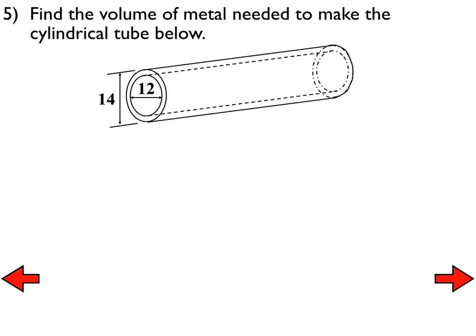Number 5, find the volume of metal needed to make the cylindrical tube. So basically what you have here is, I'm going to try and color this in, a tube right there. In other words, it's hollowed out. You can kind of think of it as a straw if you wanted to. But you're trying to figure out how much metal it will take to make that tube. I want you to work on that with your shoulder partner.